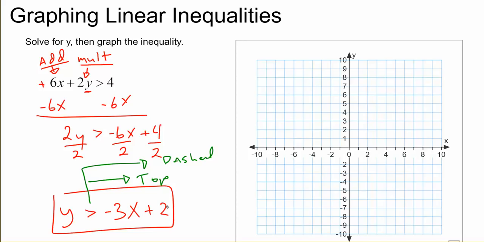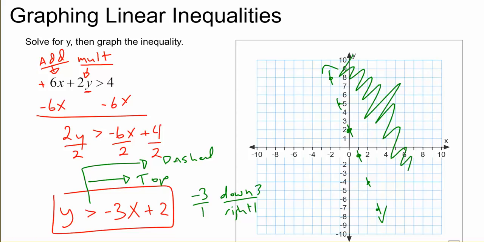So our y-intercept is 2. Put a point at 2. Our slope is negative 3. That can be written as negative 3 over 1, which would mean down 3 and right 1. So we're going to go down 3 and right 1, put a point, and repeat. We can go up 3 and left 1, put a point. Remember to use a dashed line. And we're going to shade the top. So the top of this line will be over here.